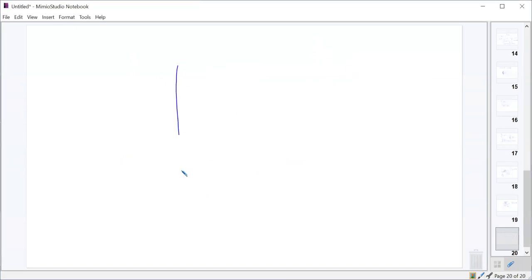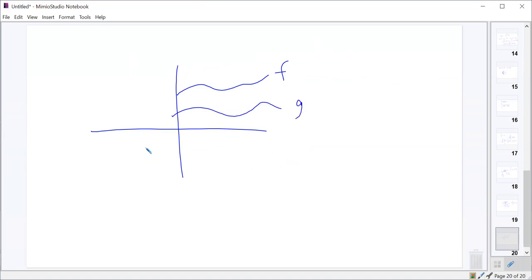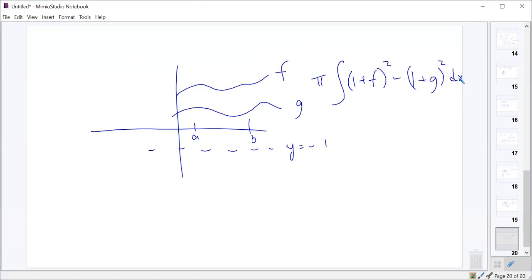We can also revolve around lines that are not the x or the y-axis. Suppose I had some function up here and some other function here, called f and g, and I want to revolve them around the line y equals negative 1 from A to B. Our outer radius is 1 plus f of x. So this should be pi times the integral of (1 plus f) squared minus (1 plus g) squared dx. You just find your outer and your inner radius: outer radius squared minus inner radius squared, times pi, integrated from A to B.